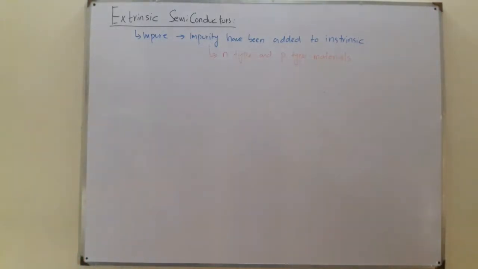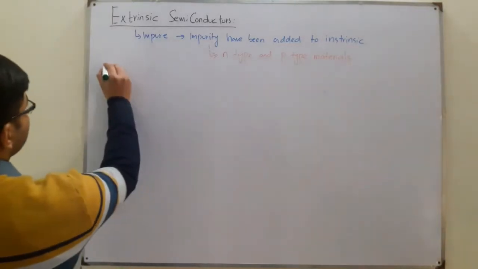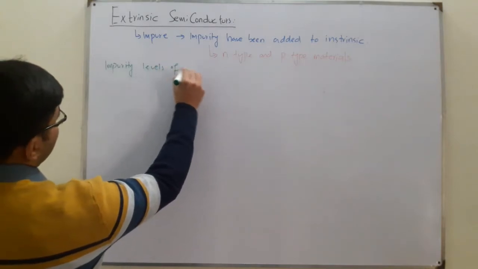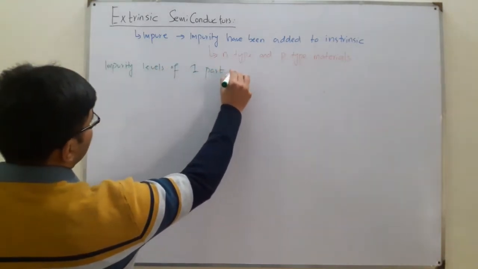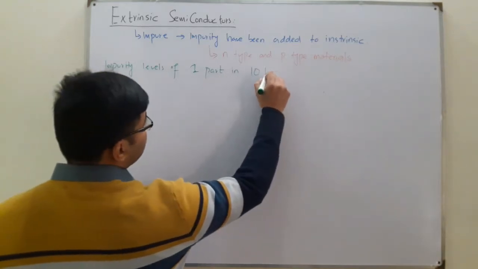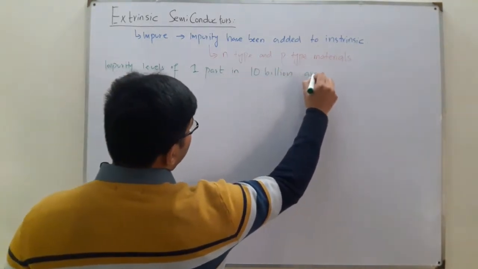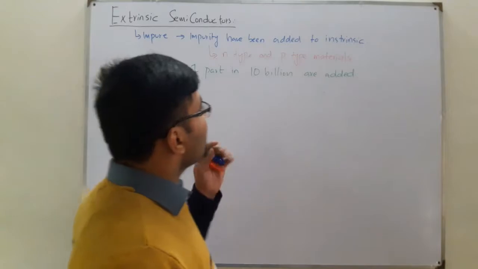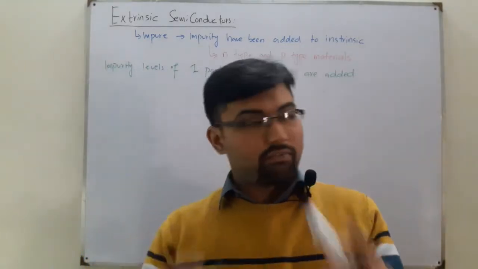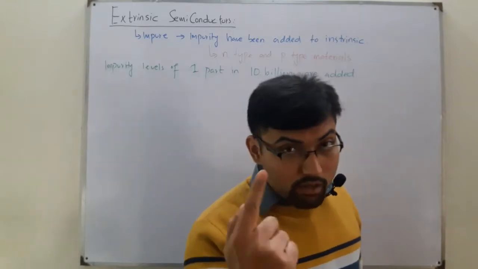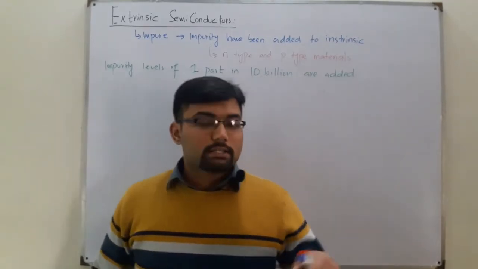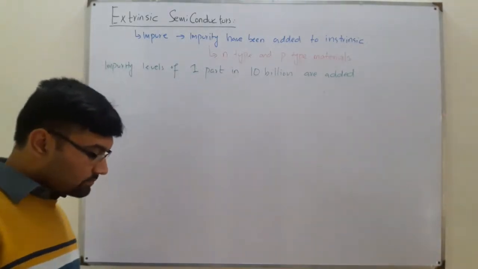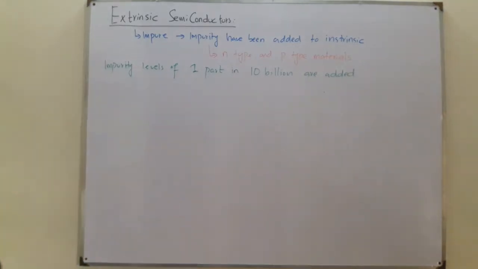And it is quoted in the book that impurity levels of one part in 10 billion are added. Which means if you have a total of 10 billion atoms of a pure conductor, you add one atom of impurity, so this is called an impurity level of one part in 10 billion. All right, now, let me read out the book.